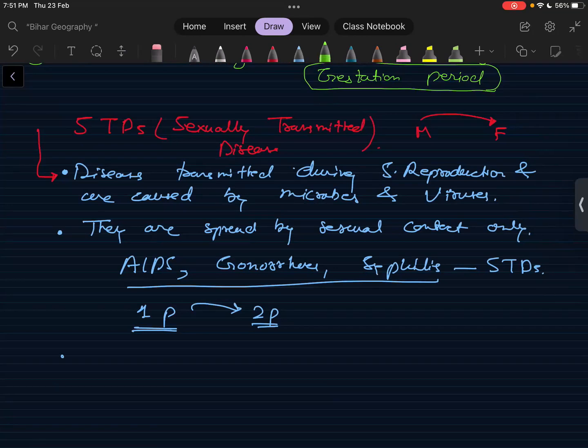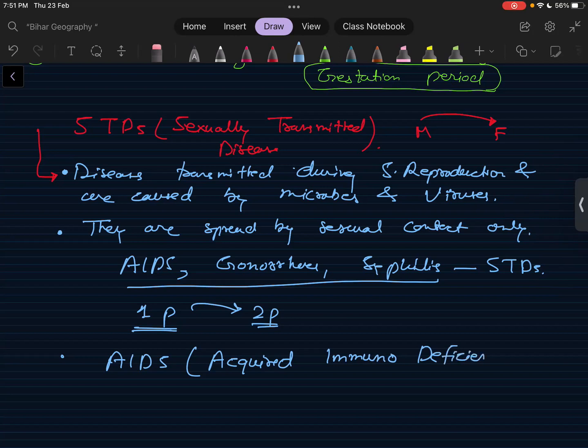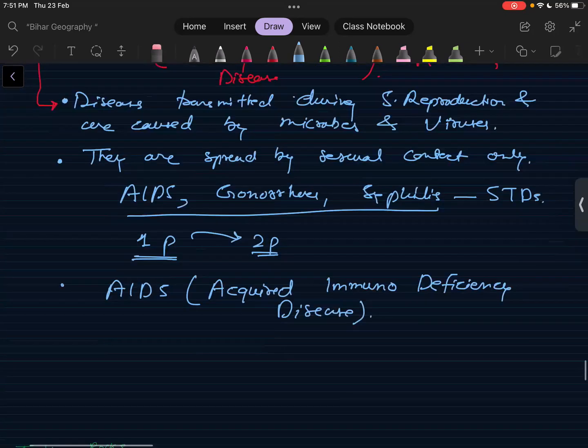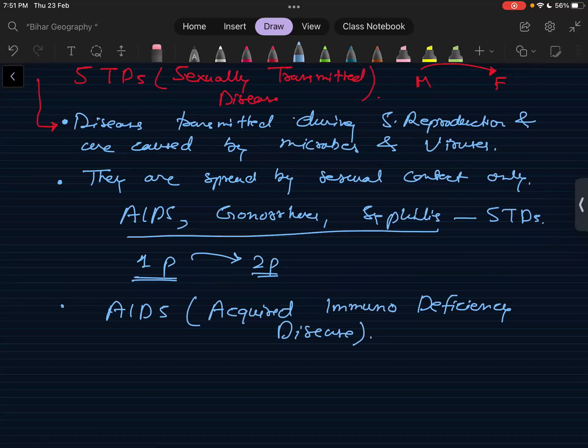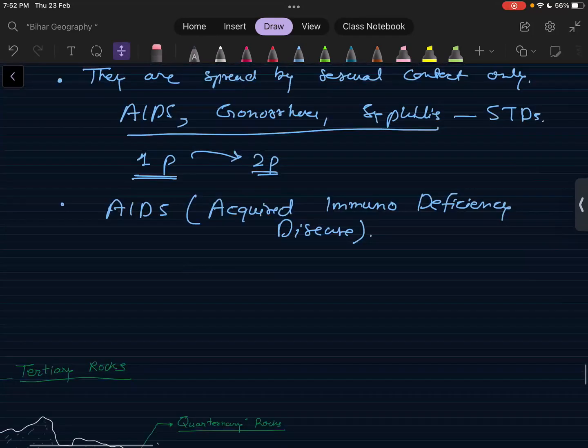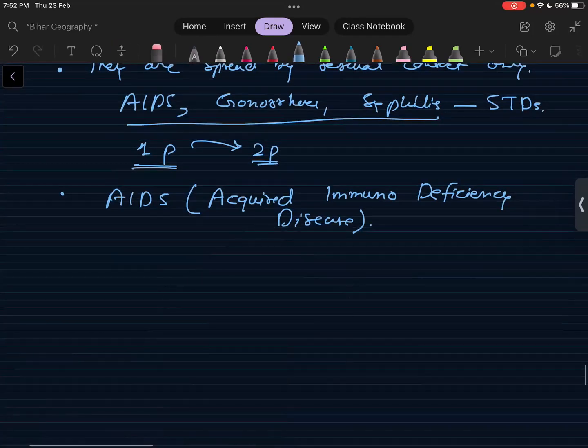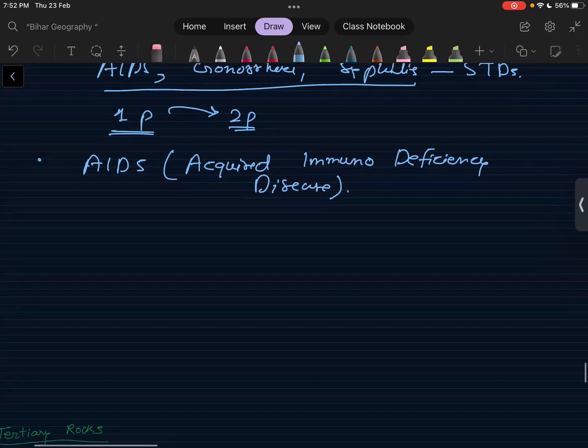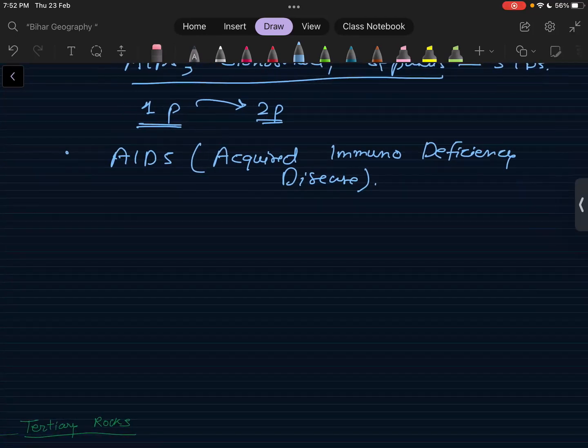So here I have mentioned a few of the sexually transmitted diseases. AIDS. You just need to know their full forms. So AIDS stands for acquired immunodeficiency syndrome. So remember the names. These are a few diseases that are sexually transmitted. Sir, is AIDS a common disease? No, it is not very common.